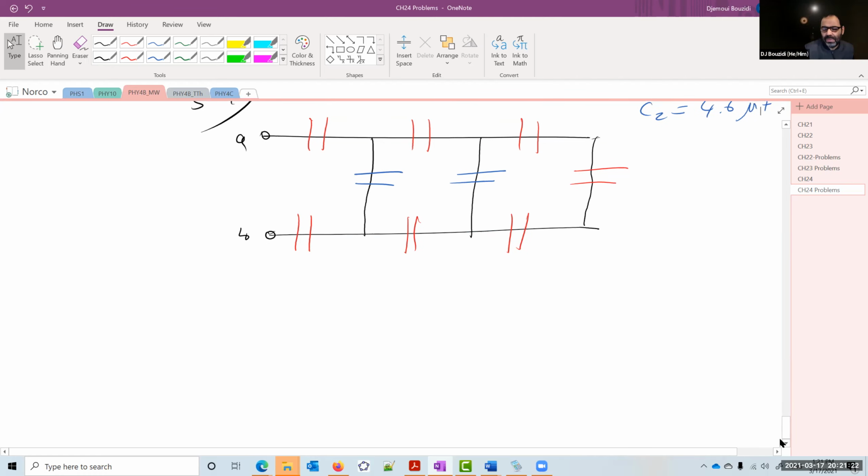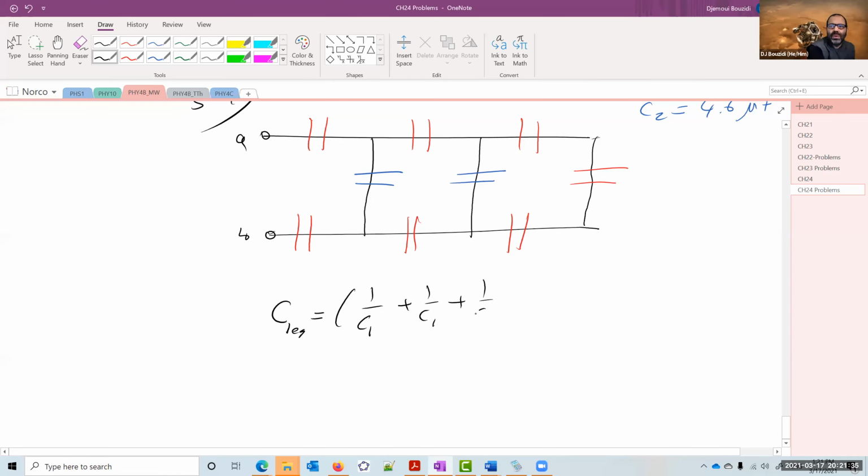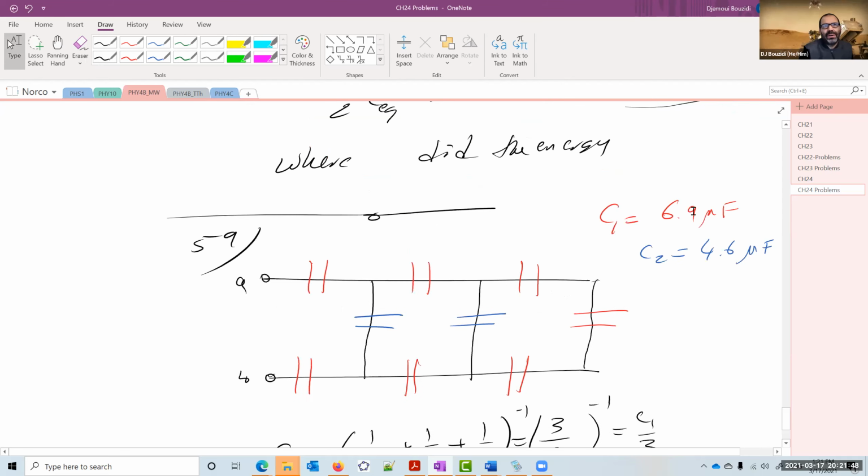So I'm going to start working from the inside out. I'm going to call this one C1 equivalent. It's again 1 over C1 plus 1 over C1 plus 1 over C1, the whole thing to the negative 1. So it's really 3 over C1 to the negative 1, which is C1 over 3. So that's 6.9 divided by 3, and that should be the equivalent capacitance.